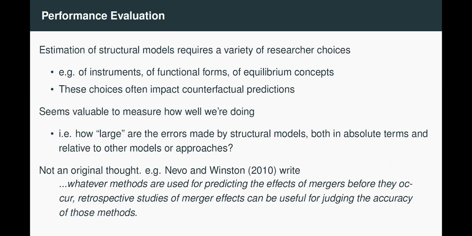Now, those sorts of parametric modeling choices mean that estimation of structural models very frequently requires the researcher to make a wide variety of choices. These could be things like choices of instruments, choices of functional form, or choice of equilibrium contexts, where in some contexts these choices won't matter, but in many other contexts they will impact the counterfactual prediction that I get.